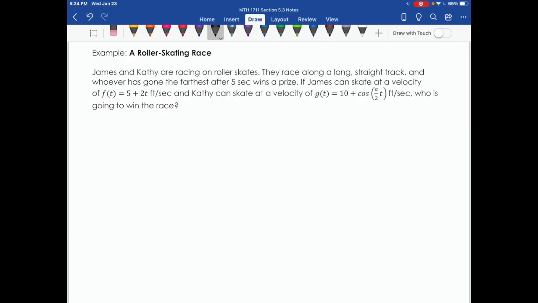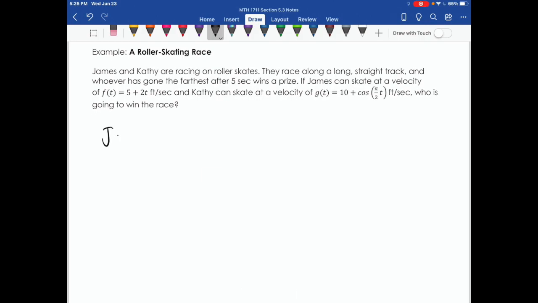And we want to do this on an interval from 0 to 5 seconds to find the total distance traveled. So we're going to integrate both of these functions that represent the velocities for James and Kathy, over the interval from 0 to 5, and see who's traveled the farthest.